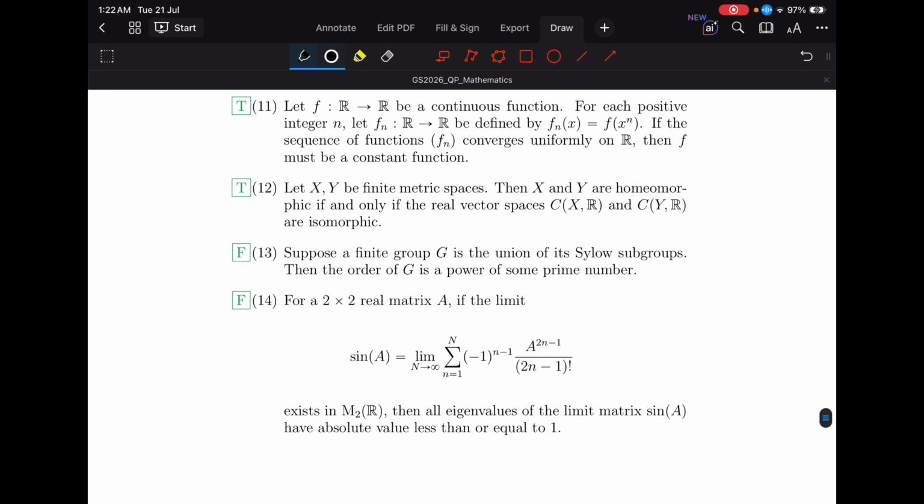Let f from R to R be a continuous function. For each positive integer n, let fn from R to R be defined by fn of x equal to f of x to the power n. If the sequence of functions fn converges uniformly on R, then f must be a constant function.